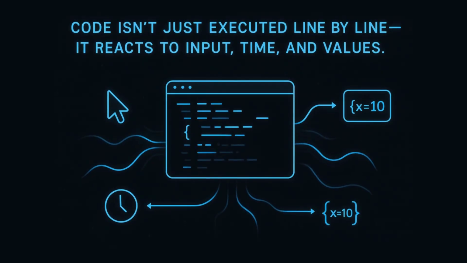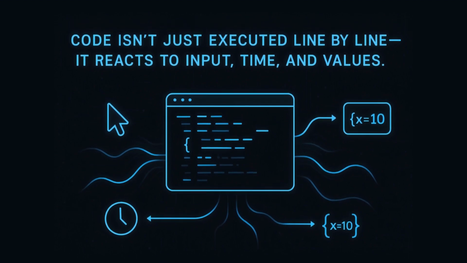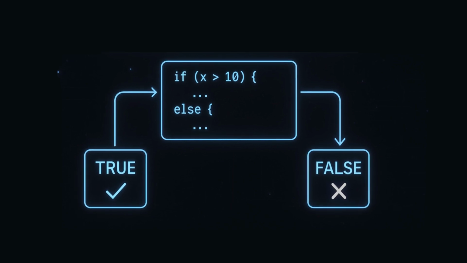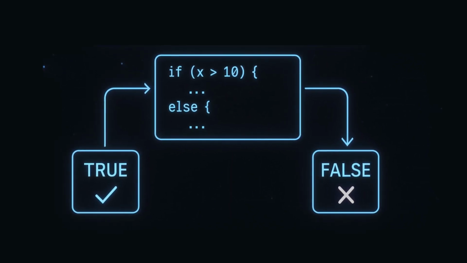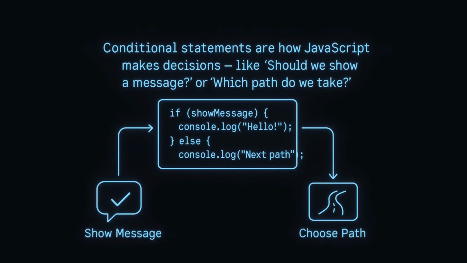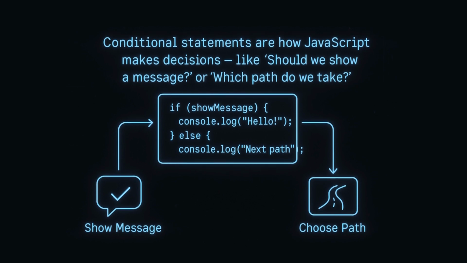Code isn't just executed line by line. It needs to react to user input, time, values, and more. Conditionals let us run different blocks of code, depending on whether certain conditions are true or false. Conditional statements are the main way JavaScript represents decision-making logic, like, should we show a message, or which path do we take?